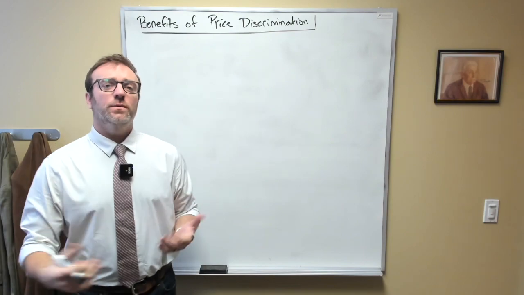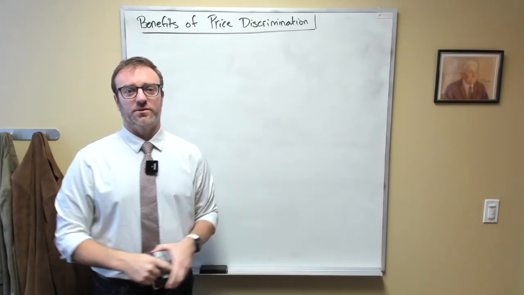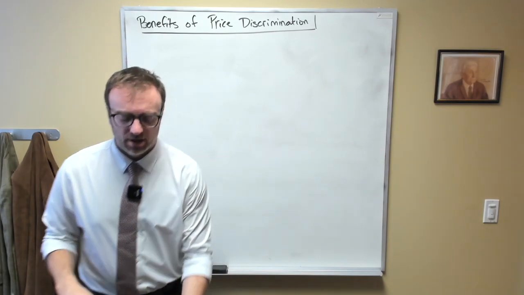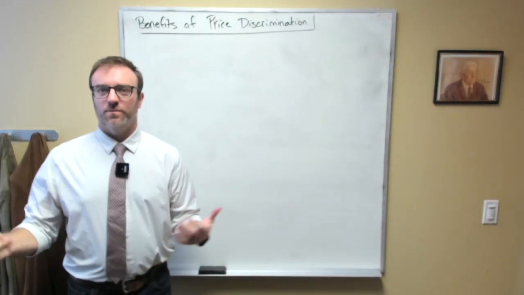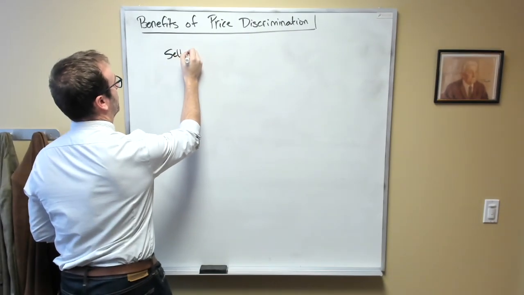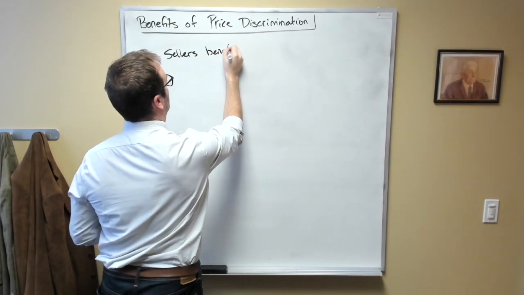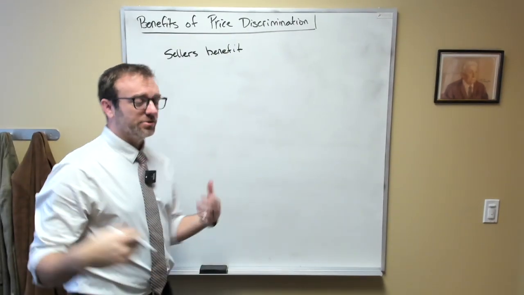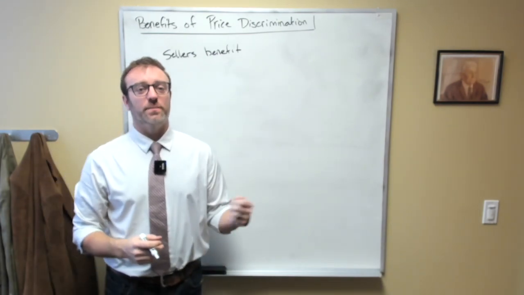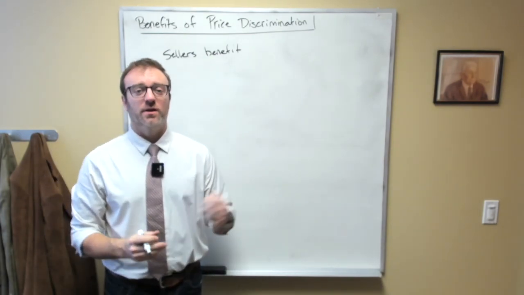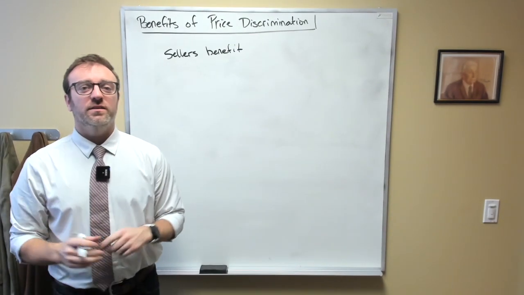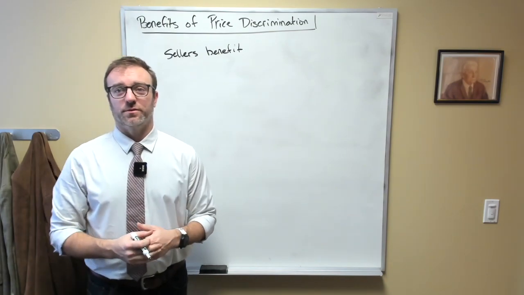Okay, so now that we have a little bit of an understanding of what price discrimination is and the conditions under which we could expect to see it, let's talk about who benefits from price discrimination. So obviously the sellers benefit because they get to charge different people different prices, and they can charge the people who are willing to pay the most a very high price, and the people who are willing to pay less a low price, and they can make more money in doing so.